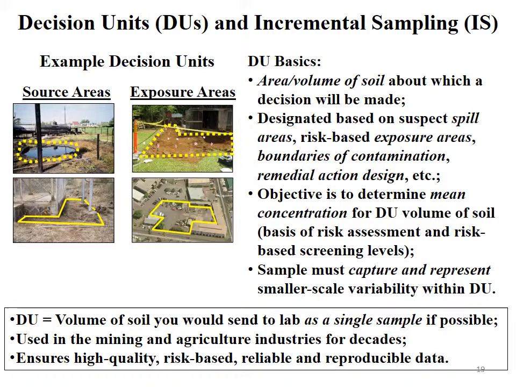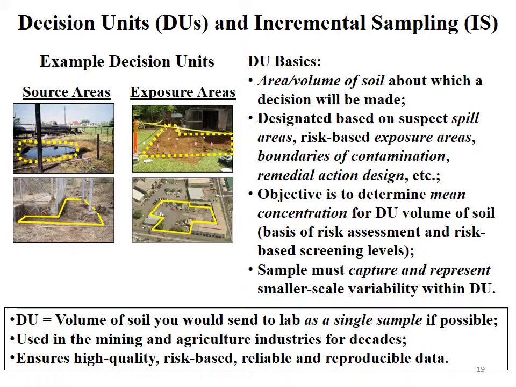So the objective is to determine the mean concentration of the contaminant for this decision unit volume and area of soil. It's the basis of risk assessment and risk-based screening levels that we talked about before. A key point, though, is we know now that you can't just collect a single sample within one of these areas.